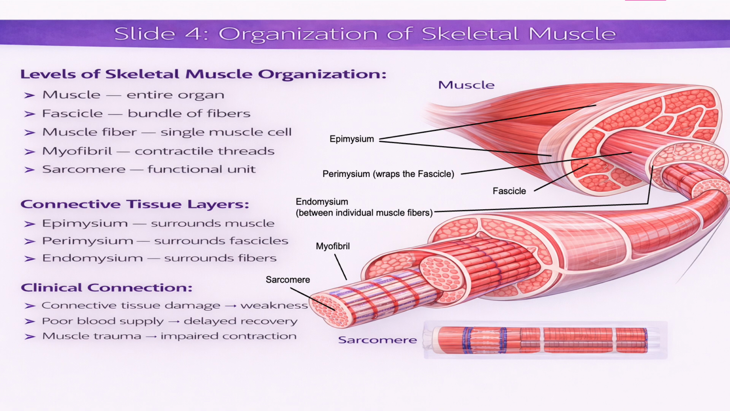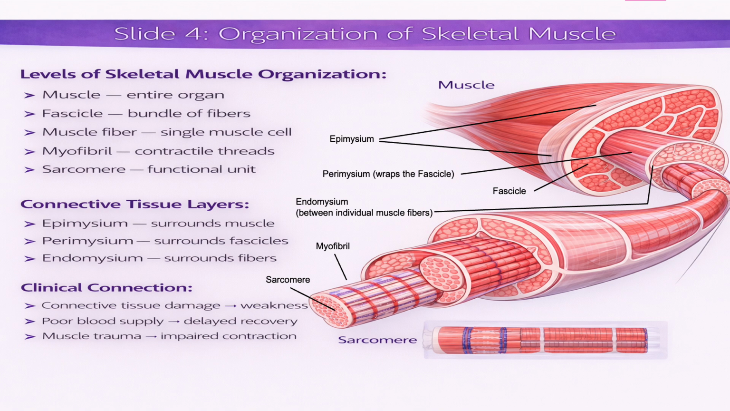The epimysium encloses the entire muscle. The perimysium surrounds each fascicle, and the endomysium wraps individual muscle fibers. These layers provide structural support and serve as pathways for blood vessels and nerves.